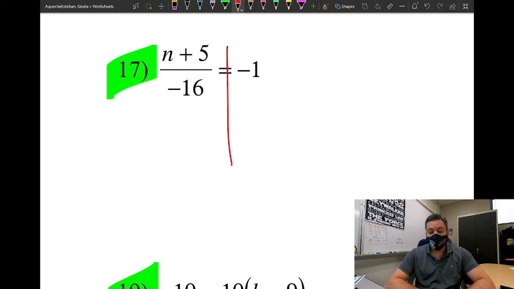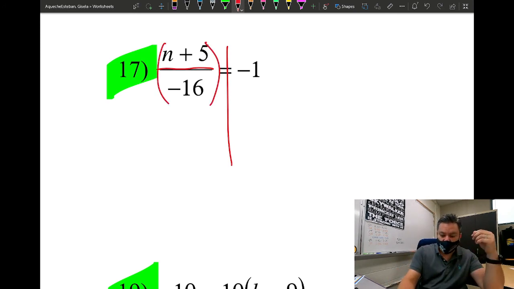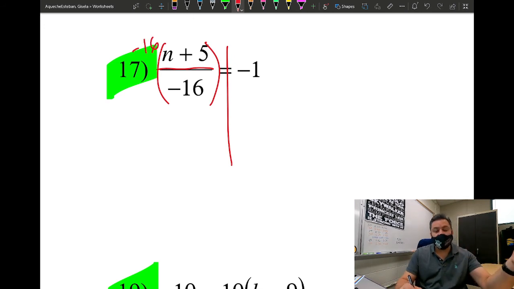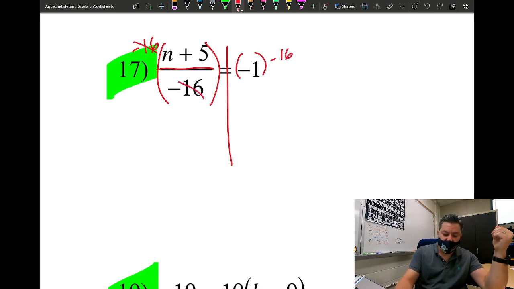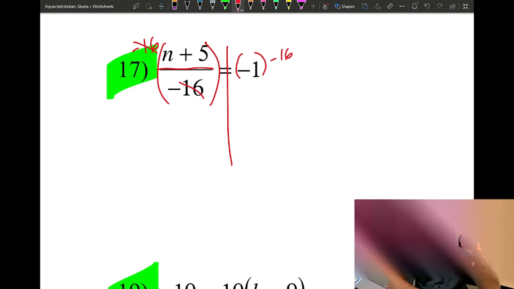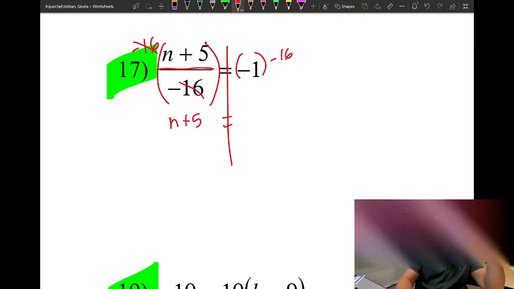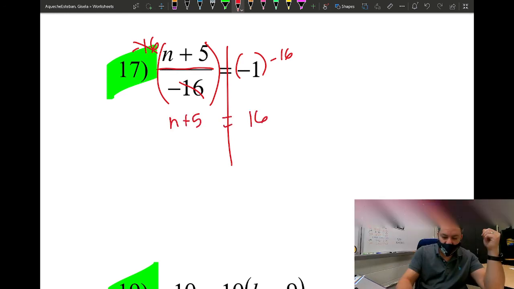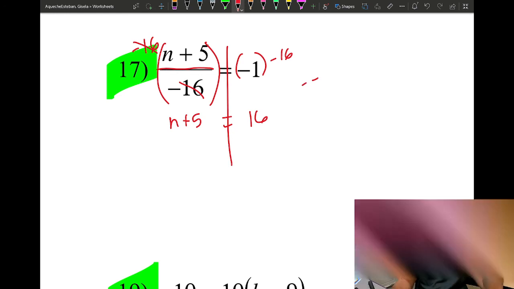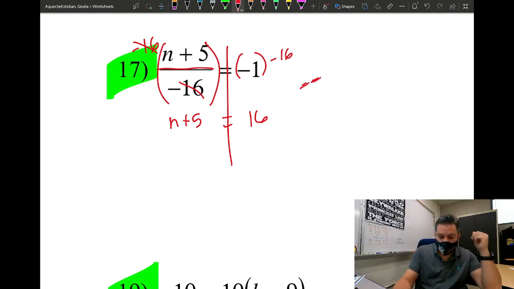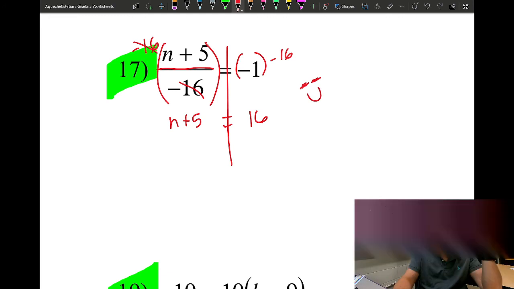So what is the negative 16 doing? Multiplying or dividing? Dividing, right? So the opposite of divide is multiply, so we're going to multiply this whole thing by negative 16. What I do to one side, you better do to the other side, right? So this will cancel this out. You're left with n plus 5 equals 16. Positive or negative? Happy or sad? Happy. So it's positive, right?